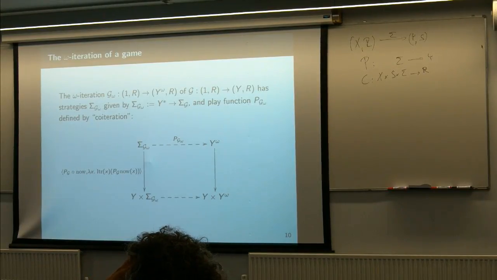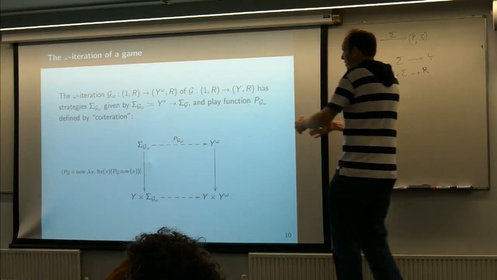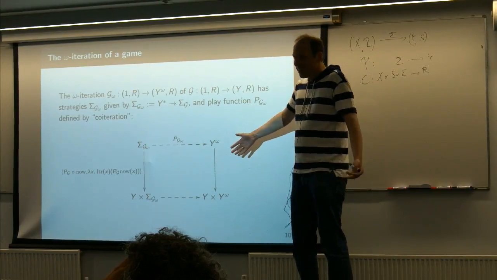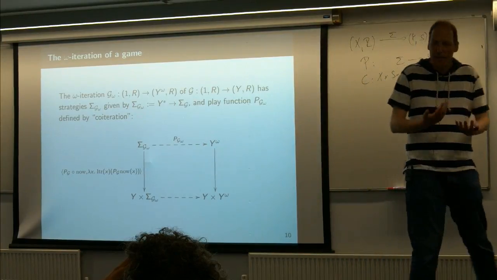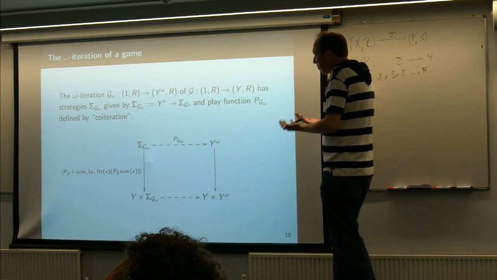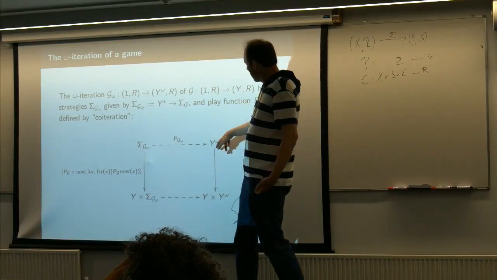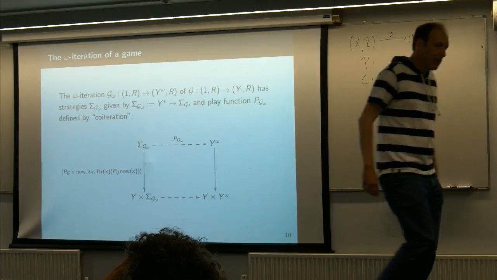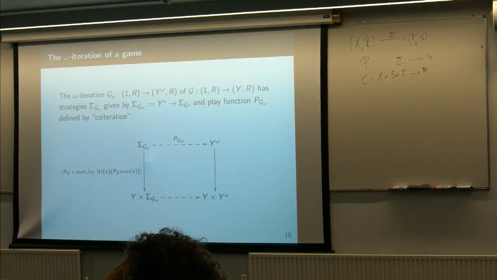Actually, we did this just as a definition in the paper. I put that relatively simple diagram exactly to show you what finality does. It allows you to define functions into the final coalgebra in this way. Well, that's one use of it.